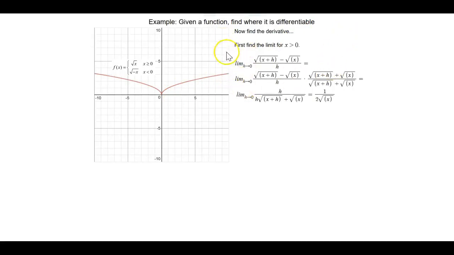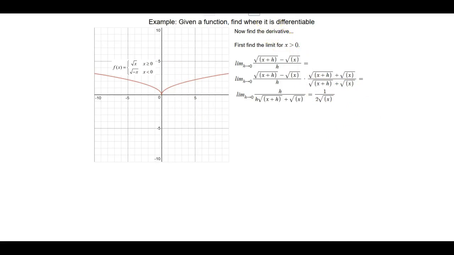So first we're going to use the limit definition. We'll find that limit for x greater than 0. So we'll be using this part of the function. When we use the difference quotient and we multiply by the conjugate over the conjugate, we get 1 over 2 times the square root of x. So right away we know that that's not defined at x equals 0. So this is telling me that it's not differentiable at x equals 0 right now.